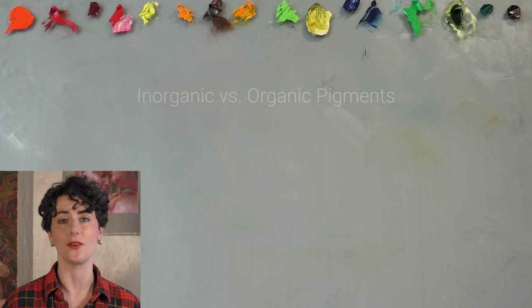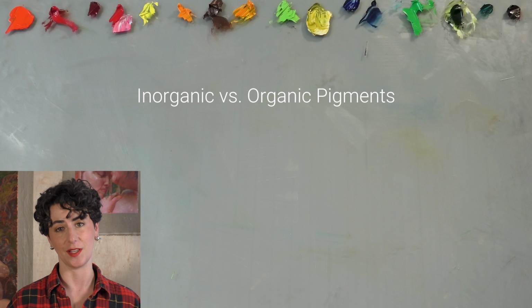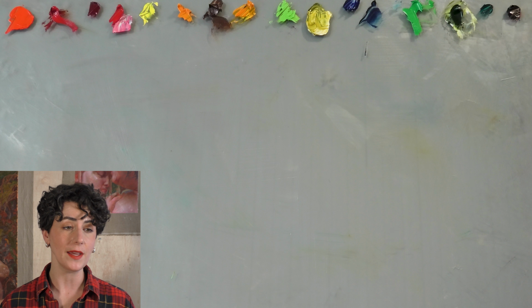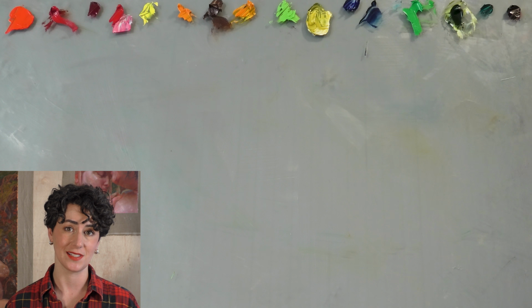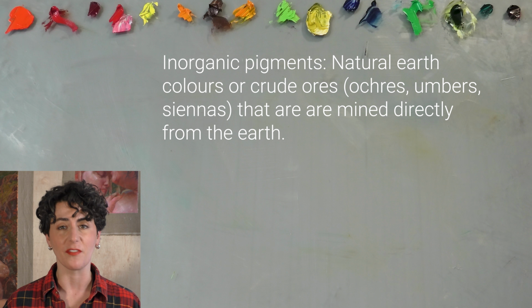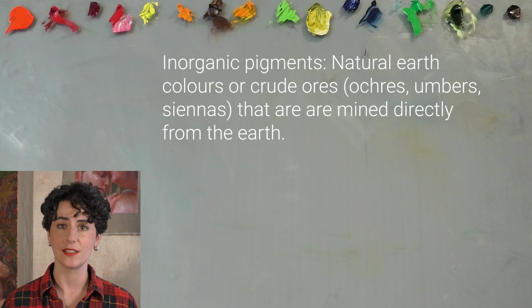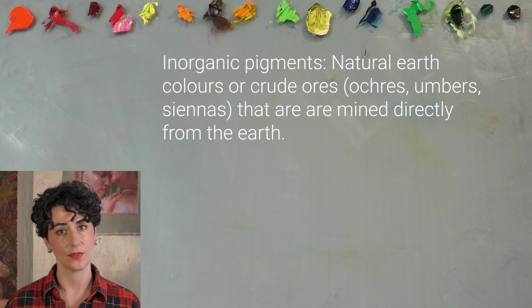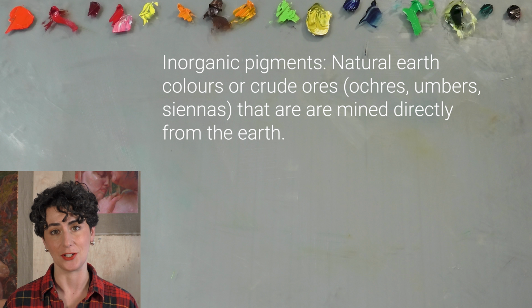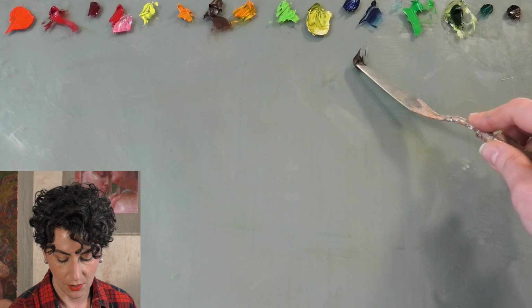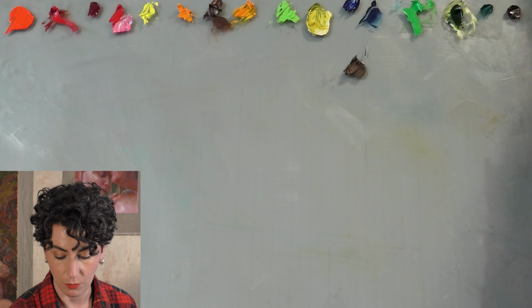So first I want to talk about inorganic versus organic pigments. Inorganic pigments are those that are made up of the actual substance of the earth. So they're made up of metals, of oxides, of substances that are just ground really finely and made into paint, basically, made into a paste. A good example of that would be burnt umber or raw umber.